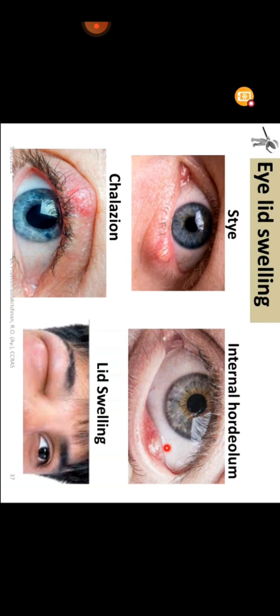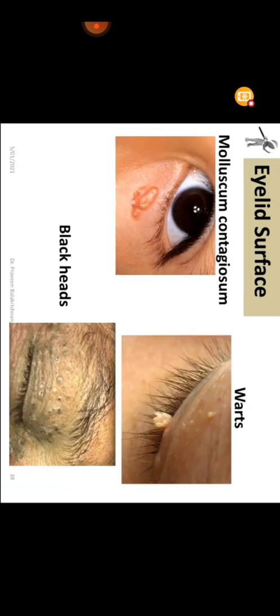An acute inflammation of the meibomian glands will be represented by an internal hordeolum, or you can see a generalized swelling of the eyelid, like lid swelling. This is very common. You can see it in everyday clinical practice. You can check for the presence of any of these local swellings or a generalized swelling. You can even see molluscum contagiosum.